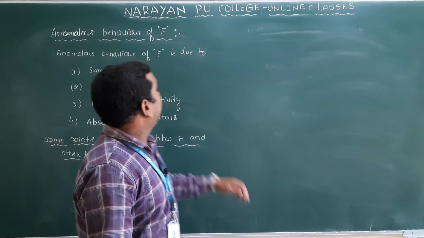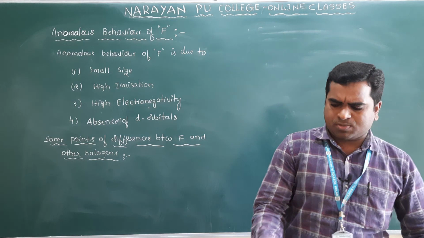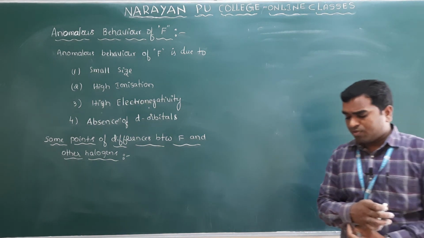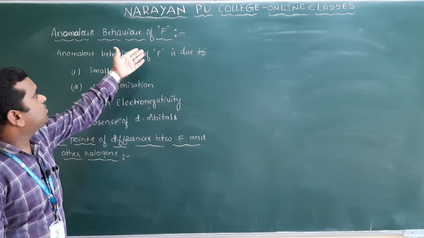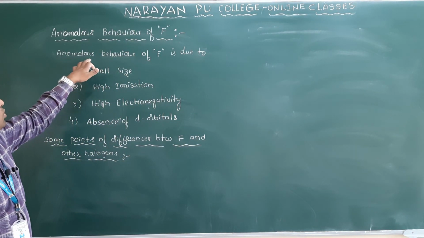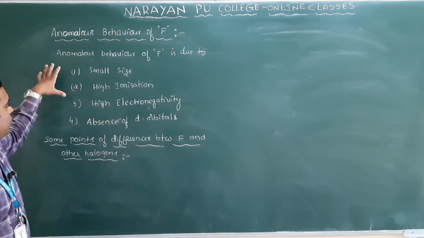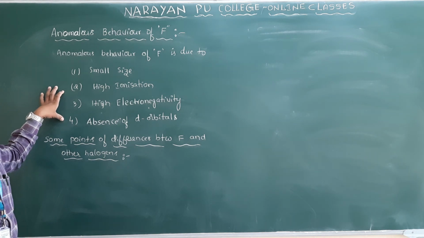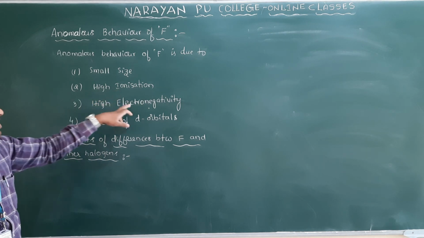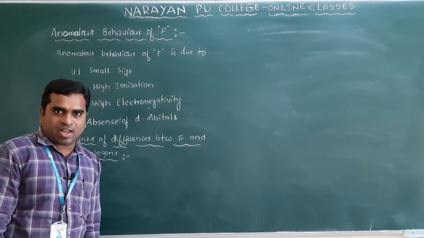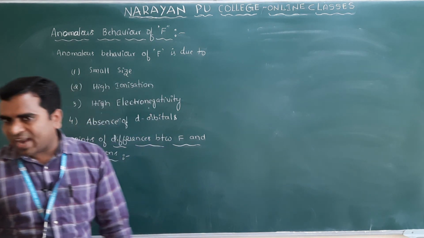Next one is anomalous behavior of fluorine. Previously we discussed anomalous behavior of the 15th group element nitrogen and the 16th group element oxygen. Now why does fluorine show different behavior compared to other elements? Due to four reasons, which you have to write: small size, high ionization energy, high electronegativity, and absence of d orbitals. And there are some differences between fluorine and other elements.